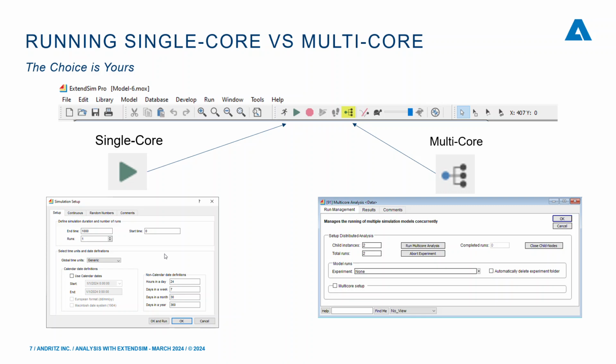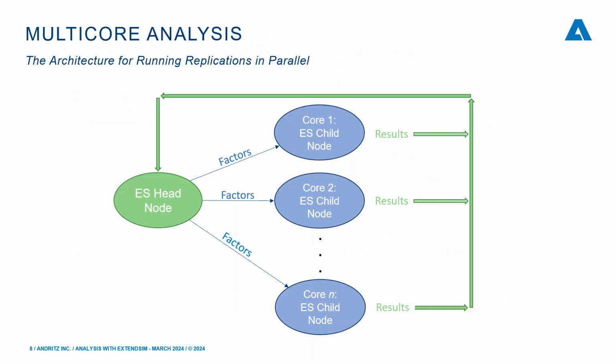So let's take a closer look at the mechanics of how the multi-core analysis works. We refer to the instance of ExtendSim that you explicitly opened with your mouse as the head node. This is the instance you opened up your model in. When you start a multi-core experiment from the head node, ExtendSim will auto-launch new instances, which are referred to as child nodes. The process looks something like this.